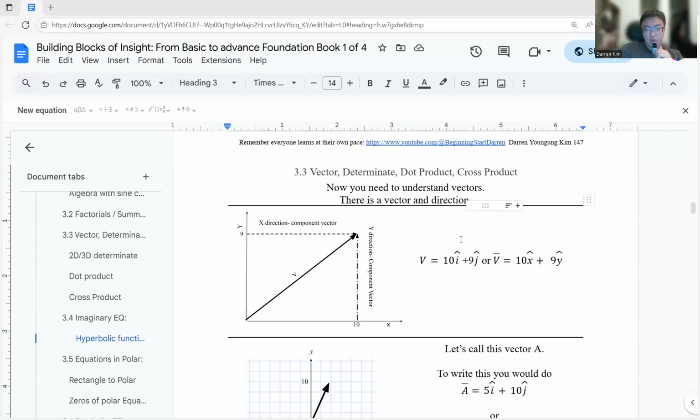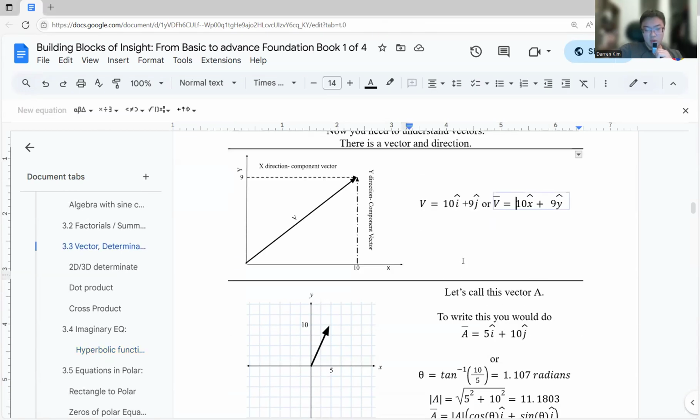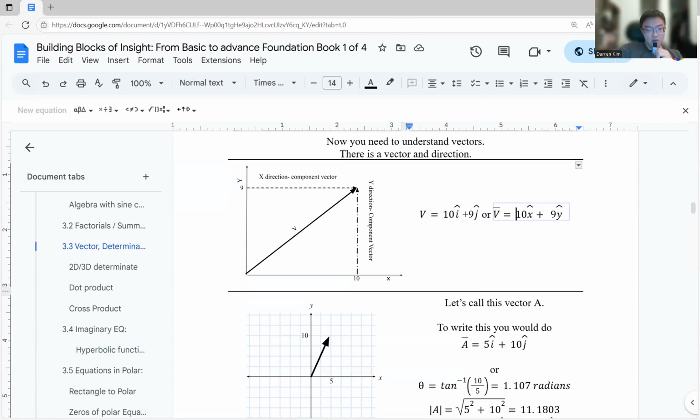Hello there. So here we have vector, determinant, cross product, and dot product. We start with vectors over here, which I think we've done many times, but to be clear, basically this over here is the x direction, which is up to 10, which goes over here. And this over here is 9, which goes up here.